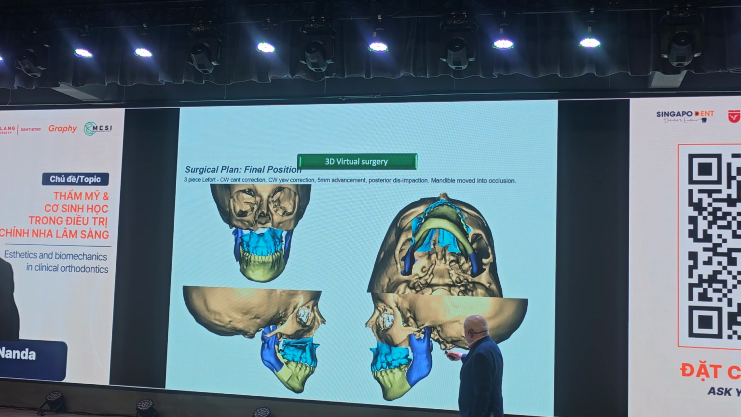Then what you want to do is put upper jaw and lower jaw together. Take a look, the occlusal plane is good. How much we brought the mandible forward. And then we have a gap in there. So we are going to do a three-piece LeFort, chin correction, yaw correction, 5 millimeter advancement, posterior impaction, mandible moved into occlusion.